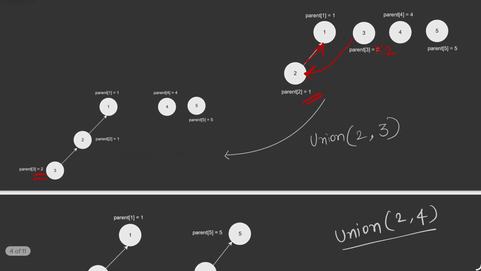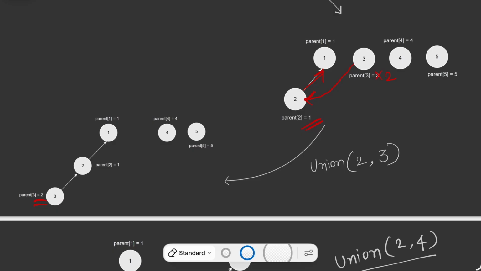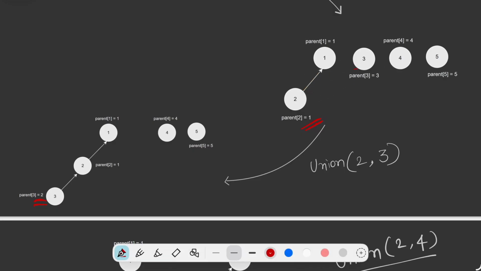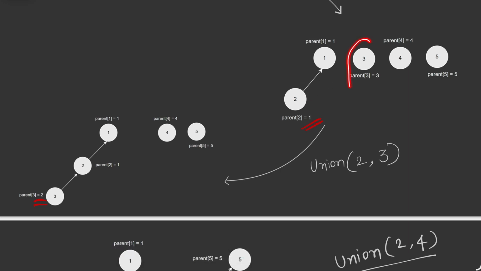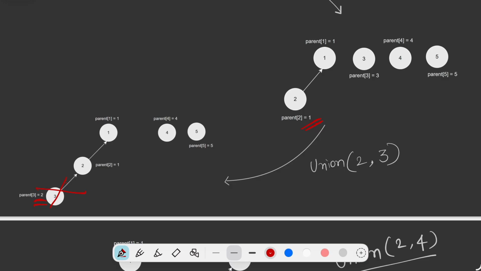If you go back, here also, by our new logic, we will not directly create this link from 3 to 2. We will look for the leader of this particular set, which is 3, and the leader of this other set, which is 1. So we'll create a link from 3 to 1.